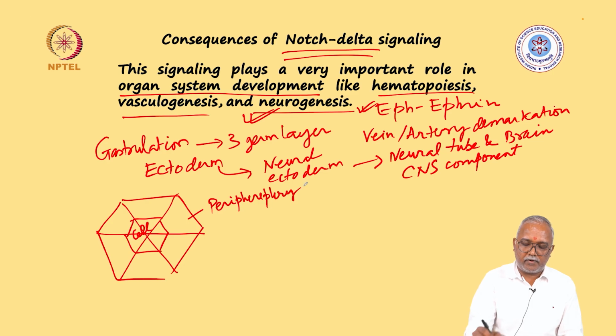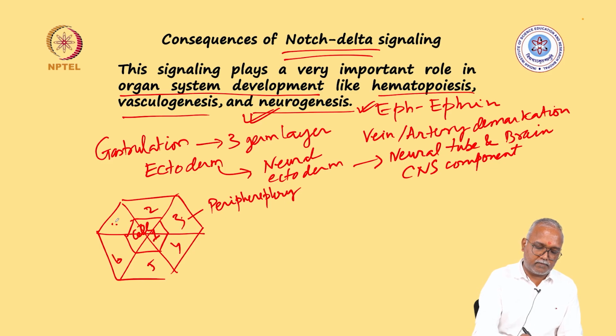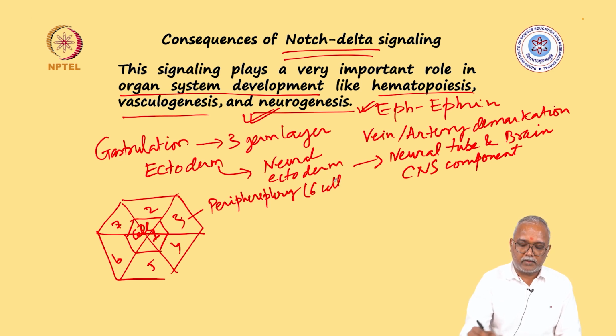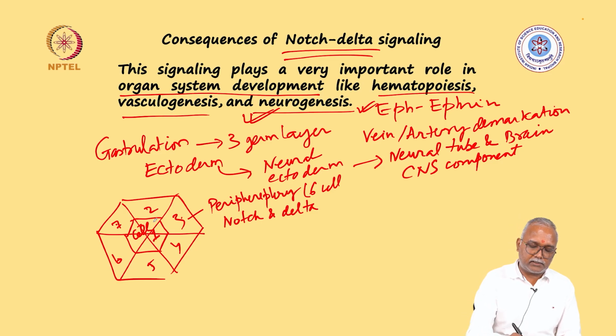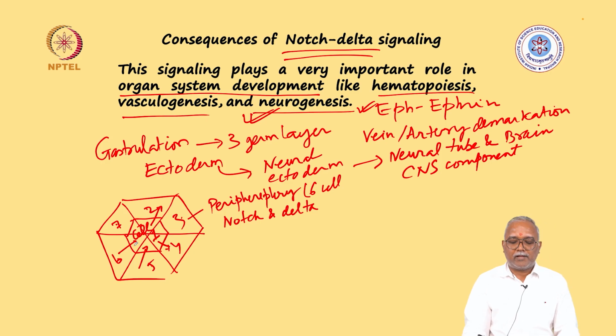So during early developmental events, all the cells shown here in this picture, if I consider this as cell 1 and then 2, 3, 4, 5, 6, 7, there is one cell in the center and 6 cells in the periphery. All these cells express both Notch and Delta. So basically signaling goes on in all directions. Each cell is signaling to the other cell. And this is why this epithelium remains undifferentiated.